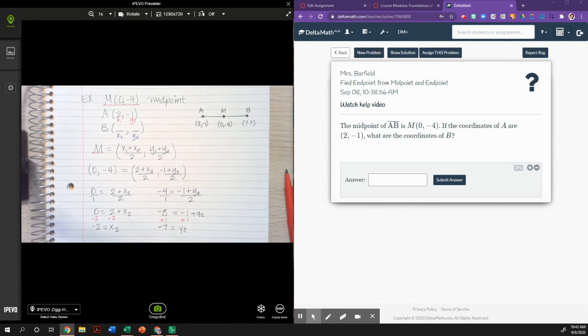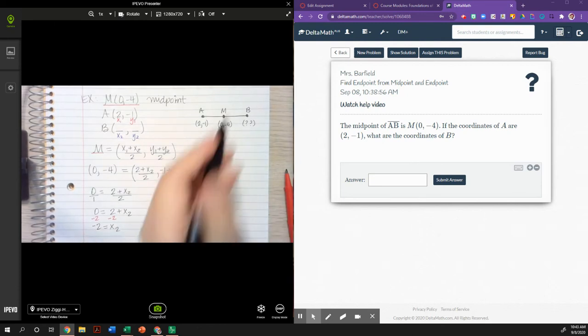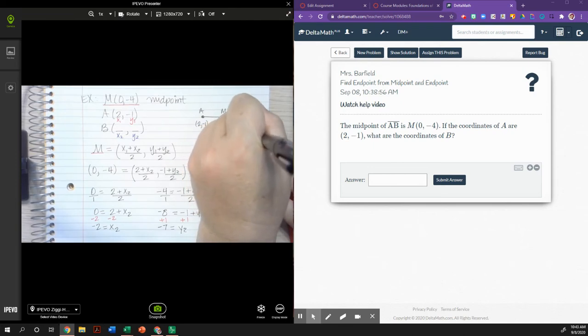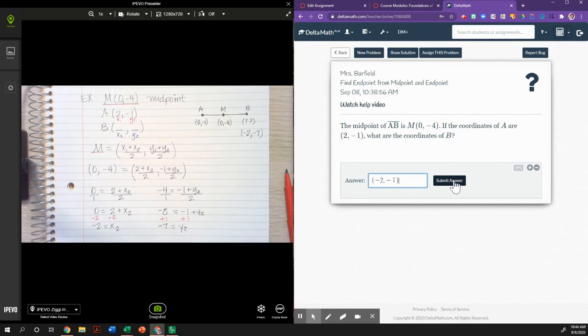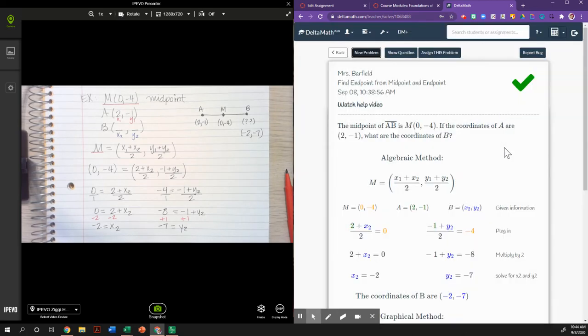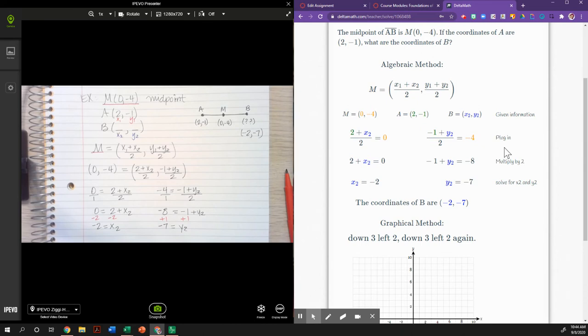All right, so now I have the coordinates, okay, of B. So -2, -7. Okay. All right, make sure that you put the x first and then the y, because if you reverse it, that's going to mess up your answer. All right, so if I go here, parentheses, -2, -7, close my parentheses. Okay, now it'll be interesting to see how Delta Math solves it. Submit my answer. There you go. And look at that, it's the same work.